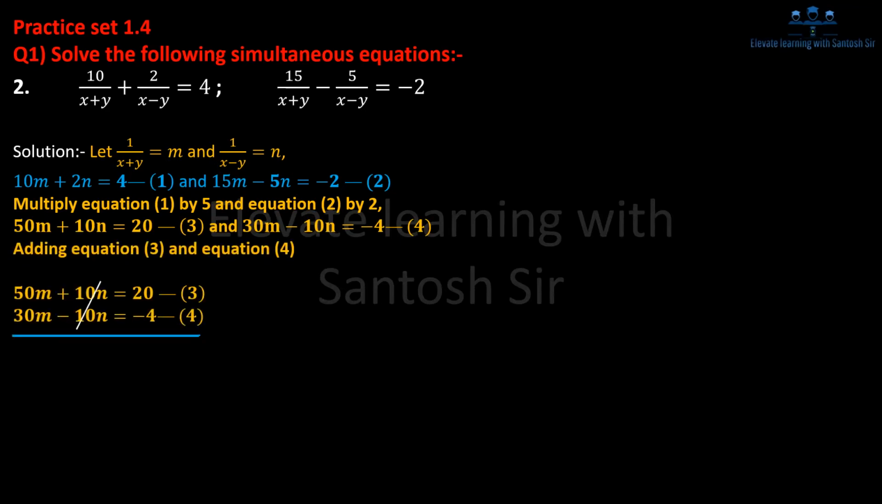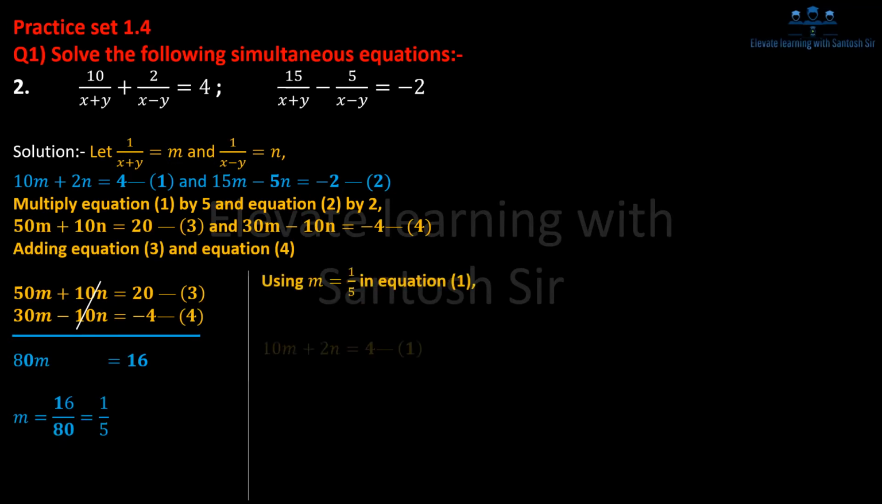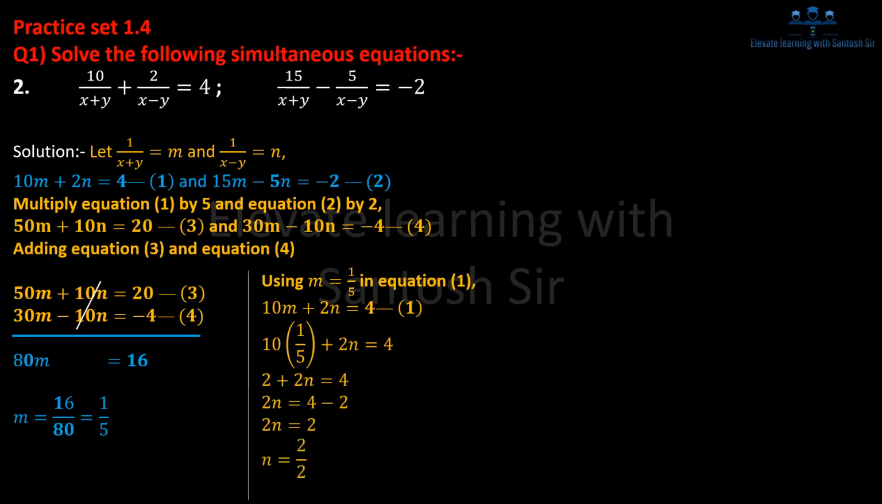Plus 10n minus 10n will get cancelled and we will get the value of m as 1 upon 5. Using this value of m in equation 1, we can get the value of n. So n comes out to be 1. Now we have m and we have n.